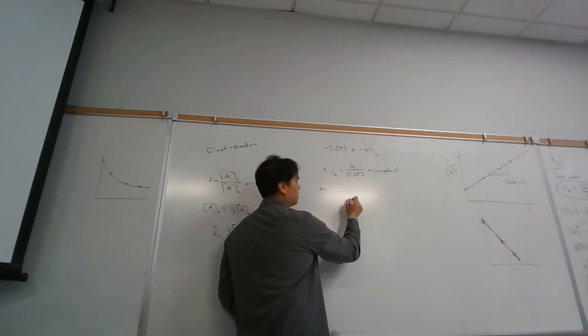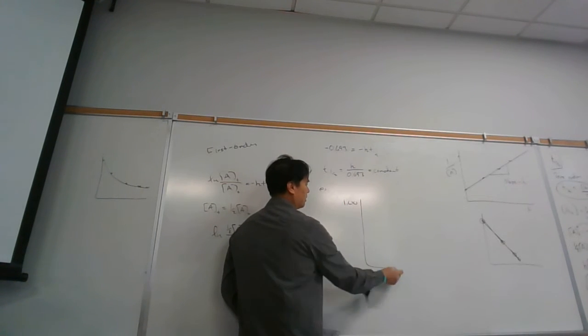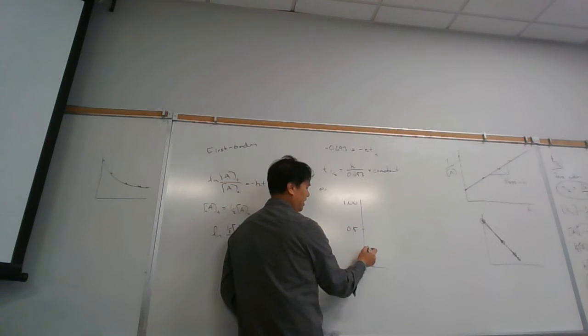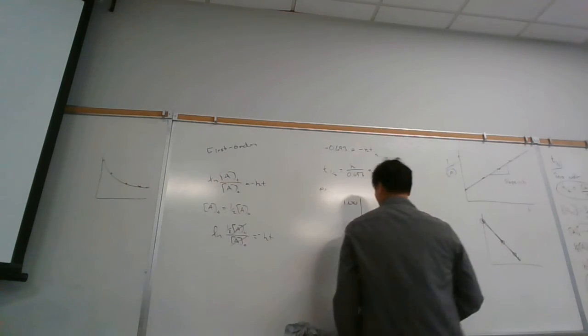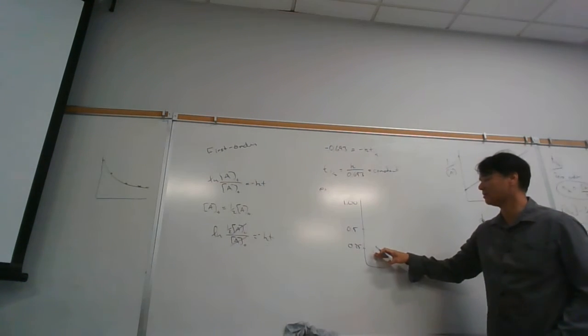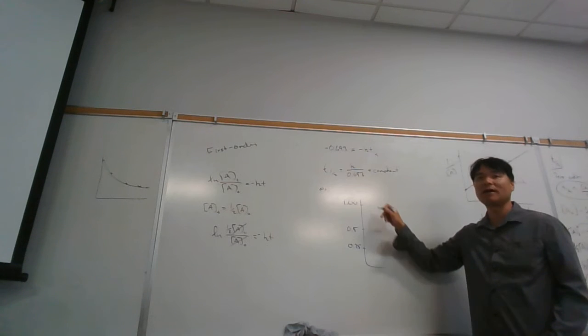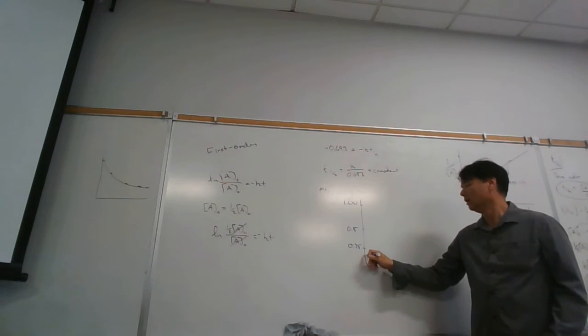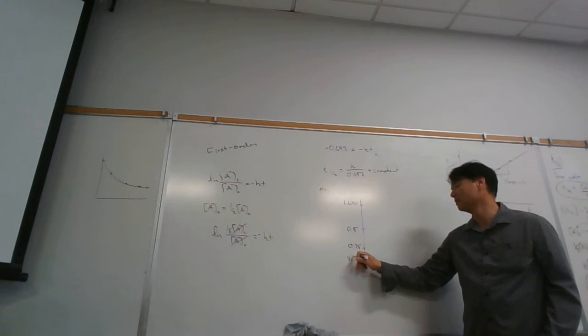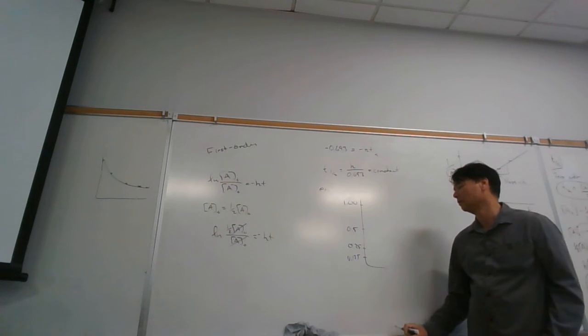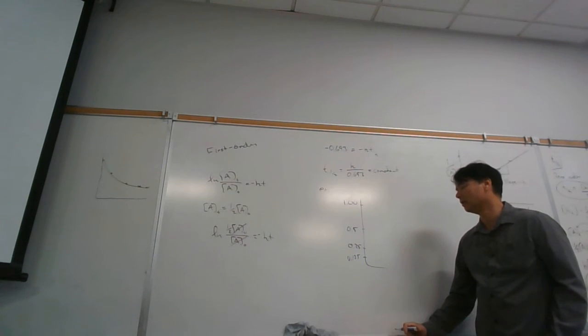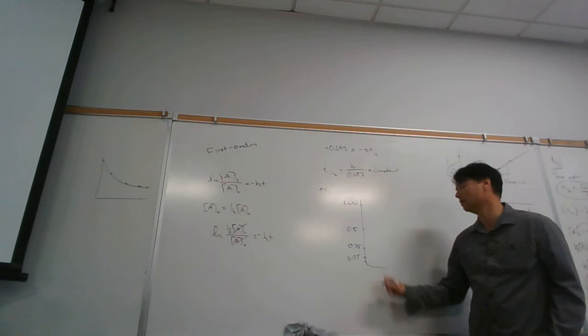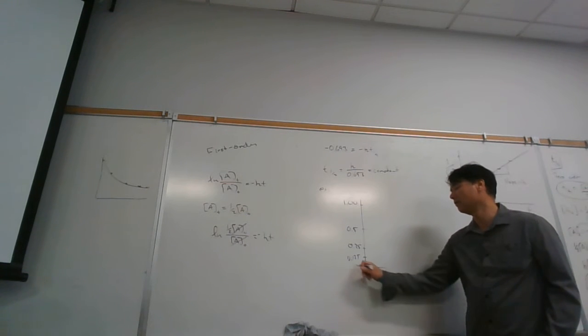In terms of half-life, if we start off with 100% here, the first half-life will take us to 50%. The second half-life will take us to 25%. So that means 75% decayed in 2 half-lives. The next half-life will take us to 12.5%. And so we have 87.5% decay. The next half-life will take us to 6.25%.